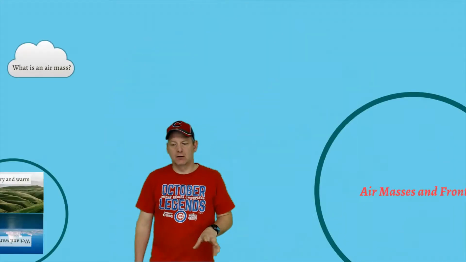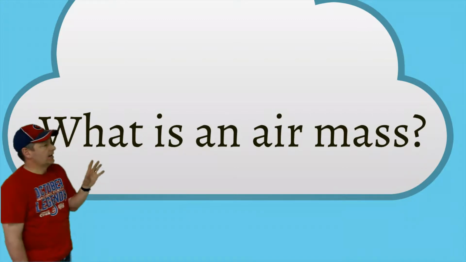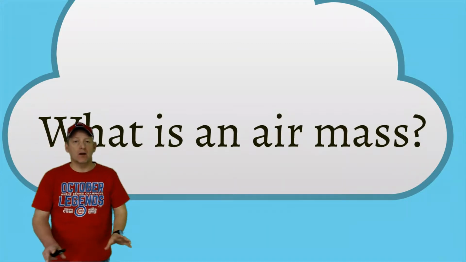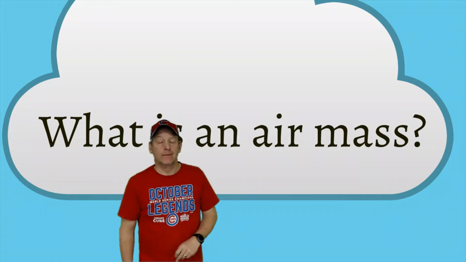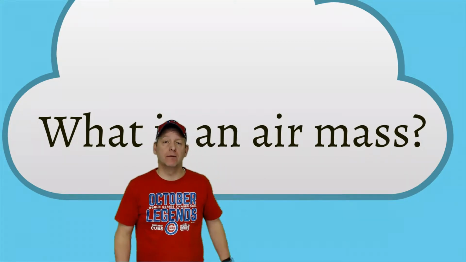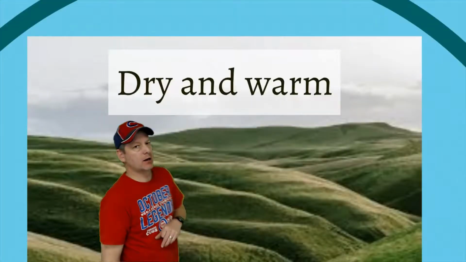First, we want to talk a little bit about air masses and what an air mass is. An air mass is an area of air that migrates and moves around. Okay, it takes on the characteristics of the ground below it. So if the ground's warm, it will be warm. If it's wet, it's wet. So let's take a look at this. Here's what an air mass is.